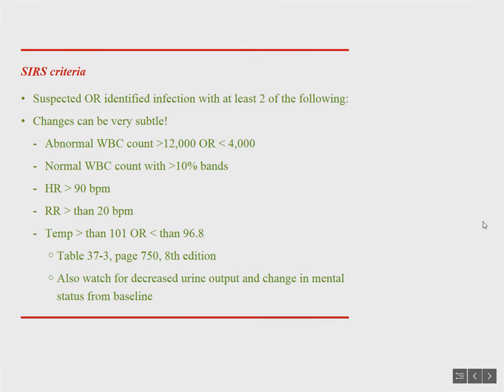Now, I do want to point something out about this criteria, which is going to make more sense at the end of class. If you think about all the patients that you see in the hospital, you're going to see a lot this semester on the med-surg floors. Think about this criteria, and it says a patient with a suspected or identified infection with two of the following. How many patients do you think meet this criteria?